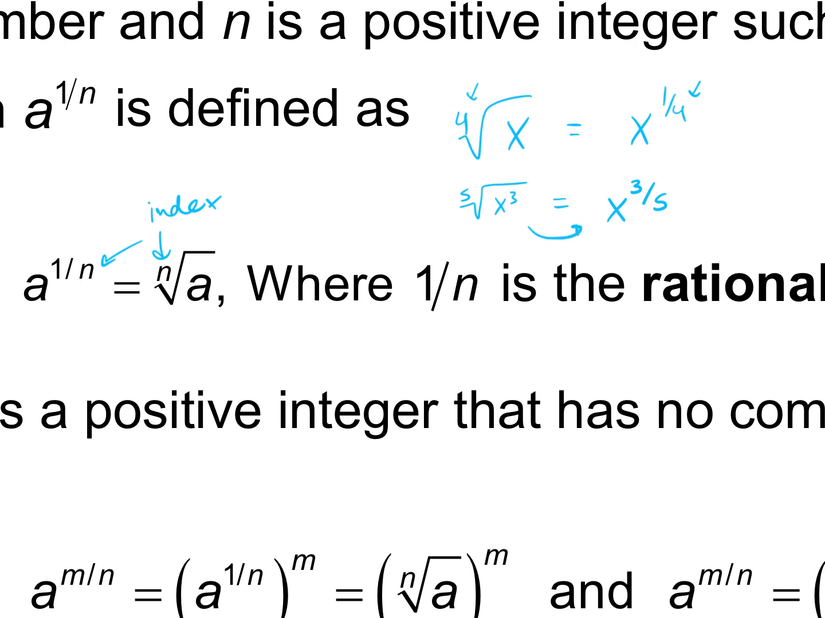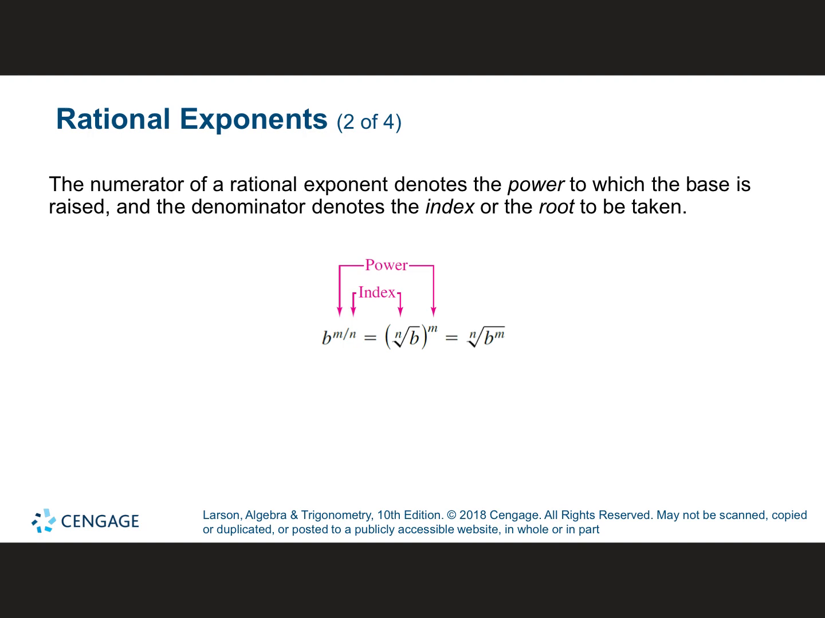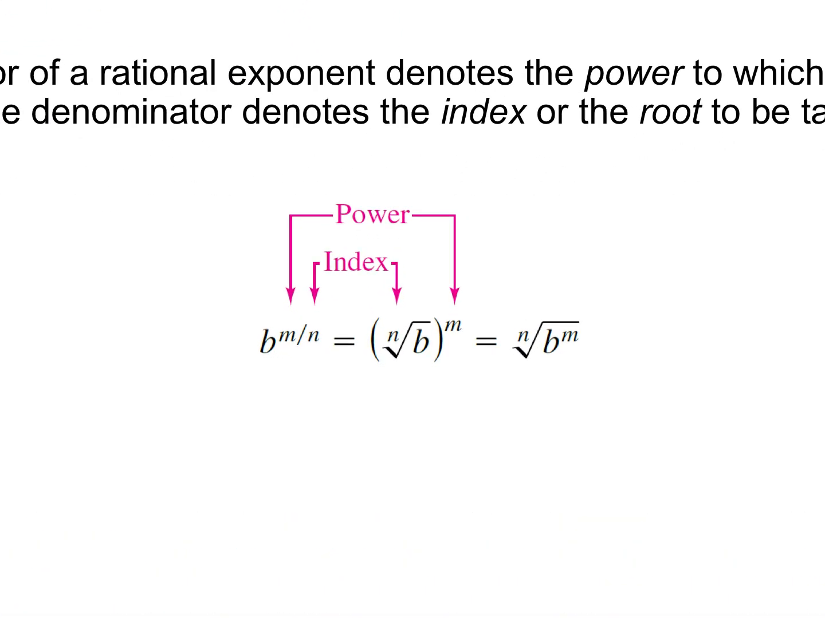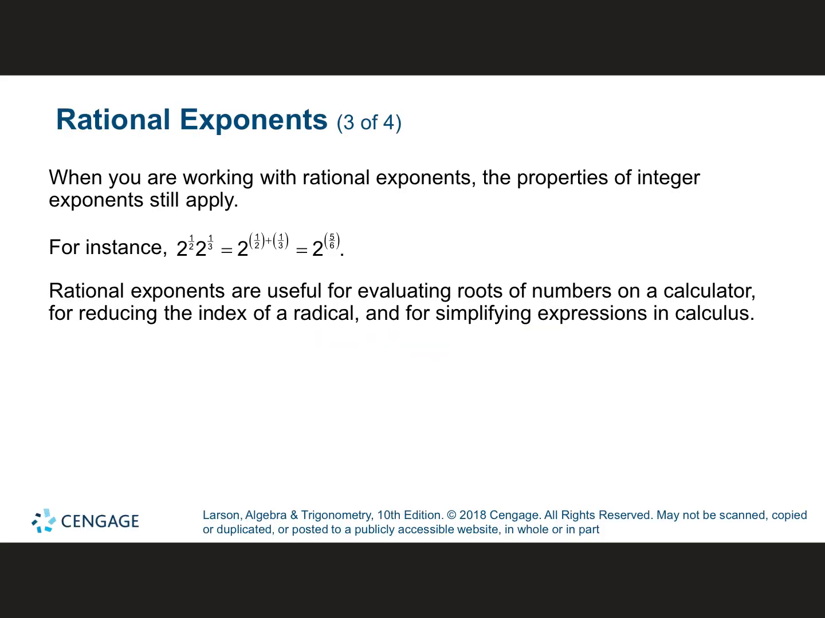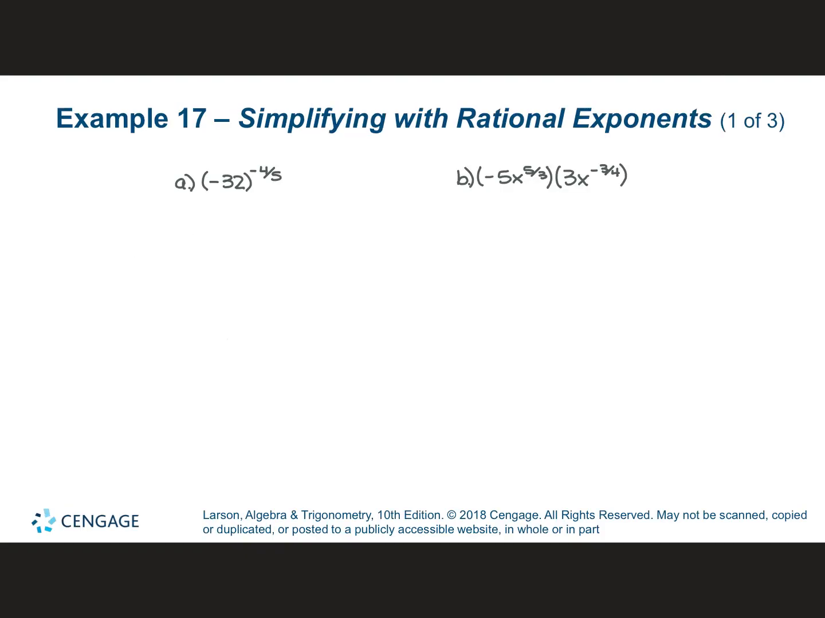You can also take an exponent and turn it into a radical. They work both ways. The next slide just says the same thing. Index goes in the denominator. The exponent goes on top. So looking at example 17a.